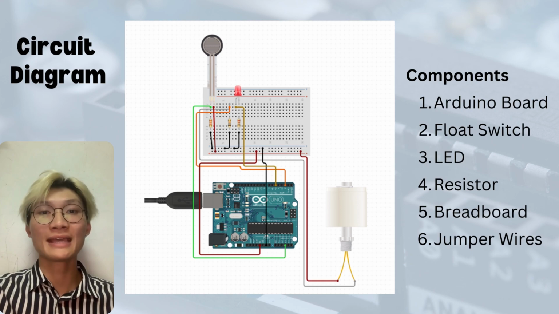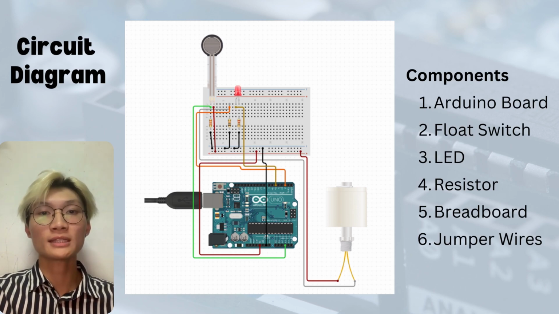It is used to detect water levels. The third main component is LED. It is a visual indicator for displaying the water level and to remind and alert operator to refill it. The fourth main component is a resistor. It is a current limiter resistor for the LED.